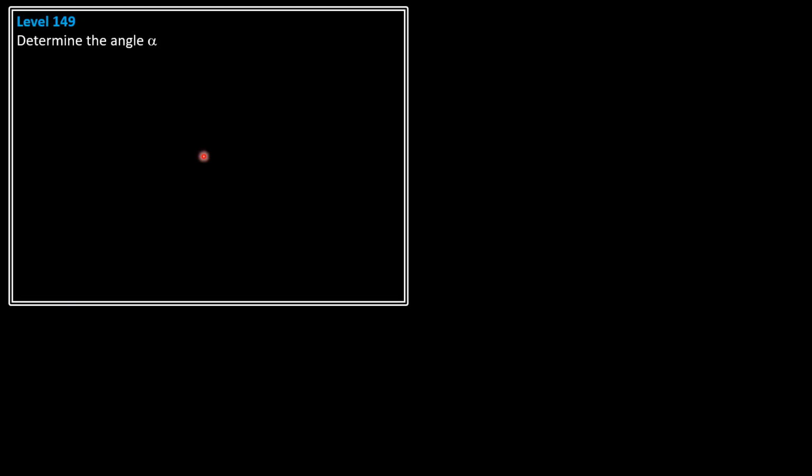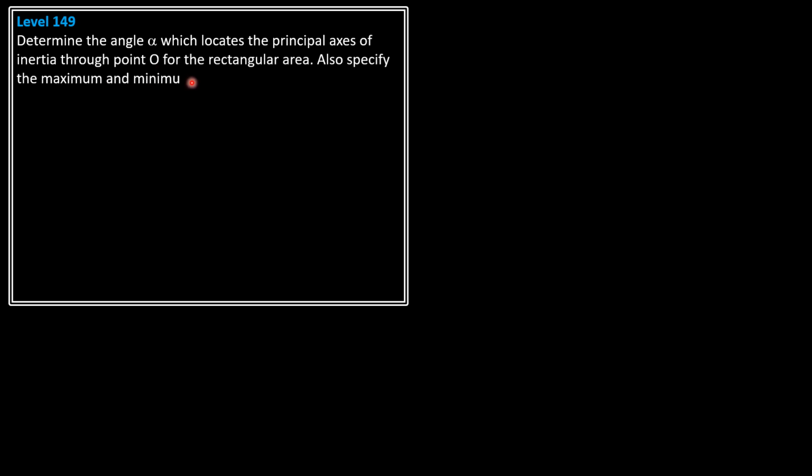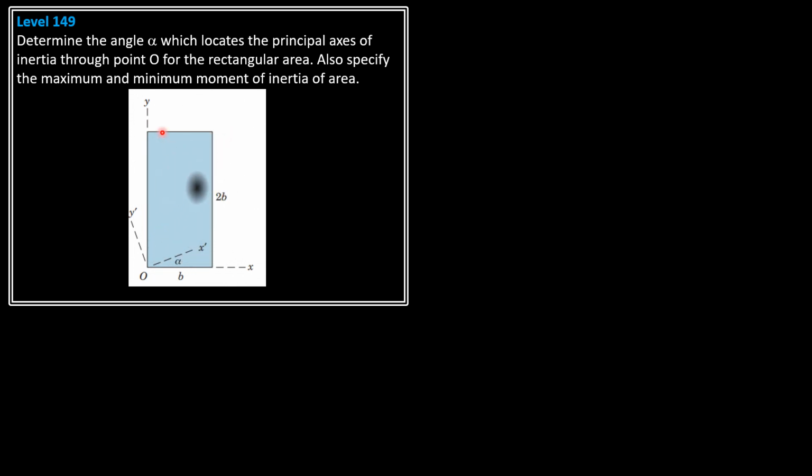Level 149, determine the angle alpha which locates the principal axis of inertia through point O for the rectangular area. Also specify the maximum and minimum moment of inertia of area. So here is the given figure. We have a rectangle with dimension b, height 2b, and x prime axis or the u-axis is, from the figure, counterclockwise from the x-axis.